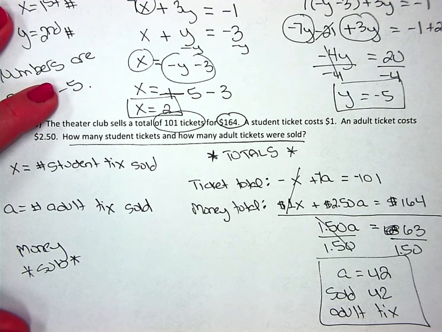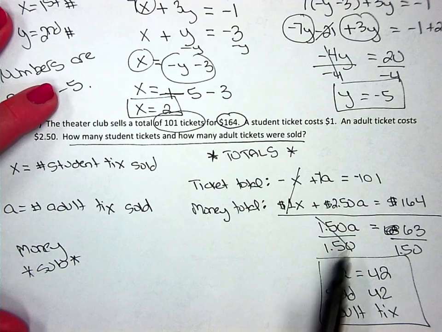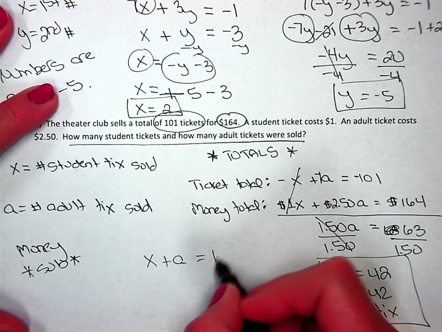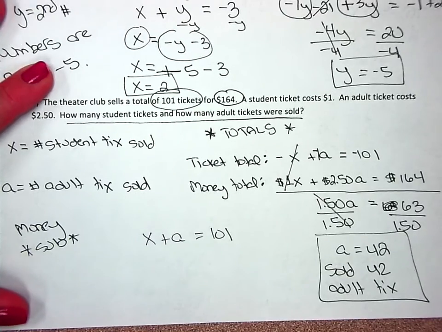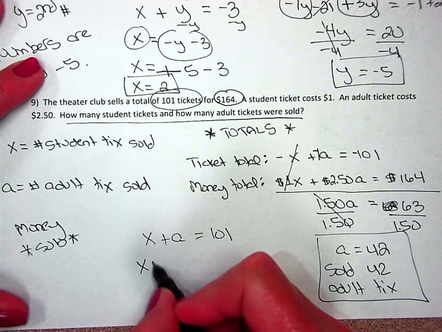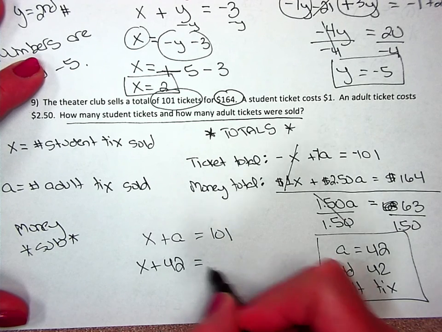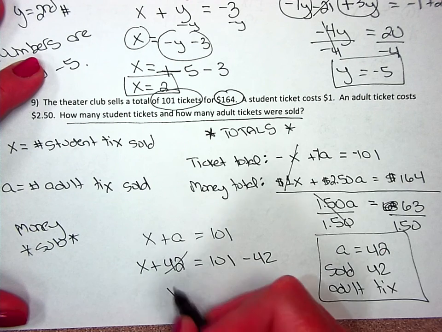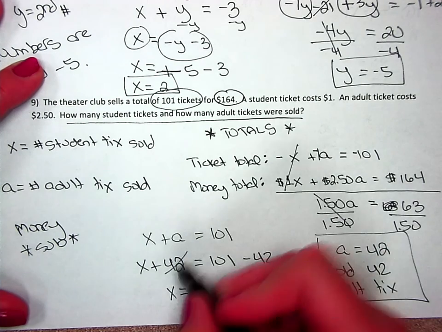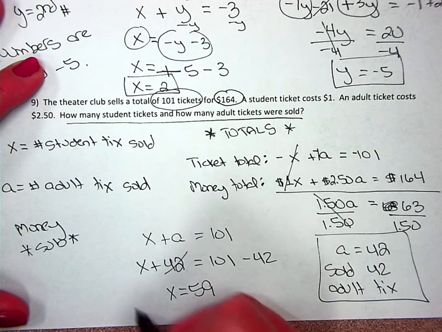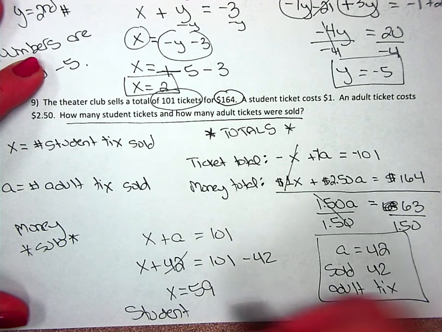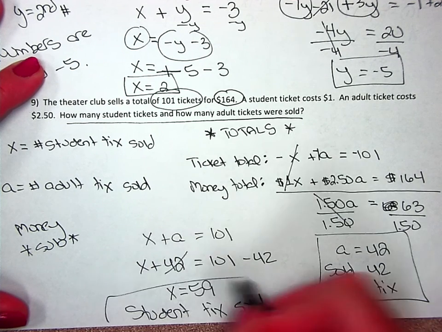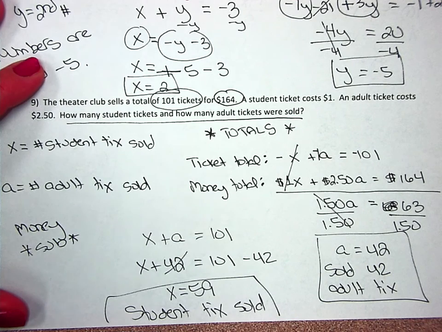Now you have to figure out how many student tickets you sold. So we had X plus A equals 101 at first, and we sold 42 adults. So 101 minus 42 equals 59. Put it in context, 59 student tickets were sold. Hope this helps with word problems.